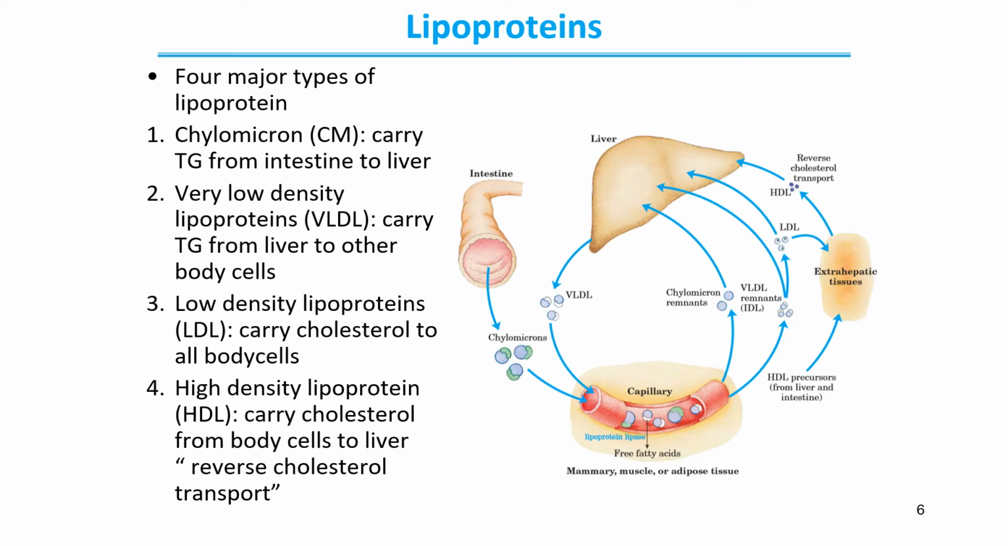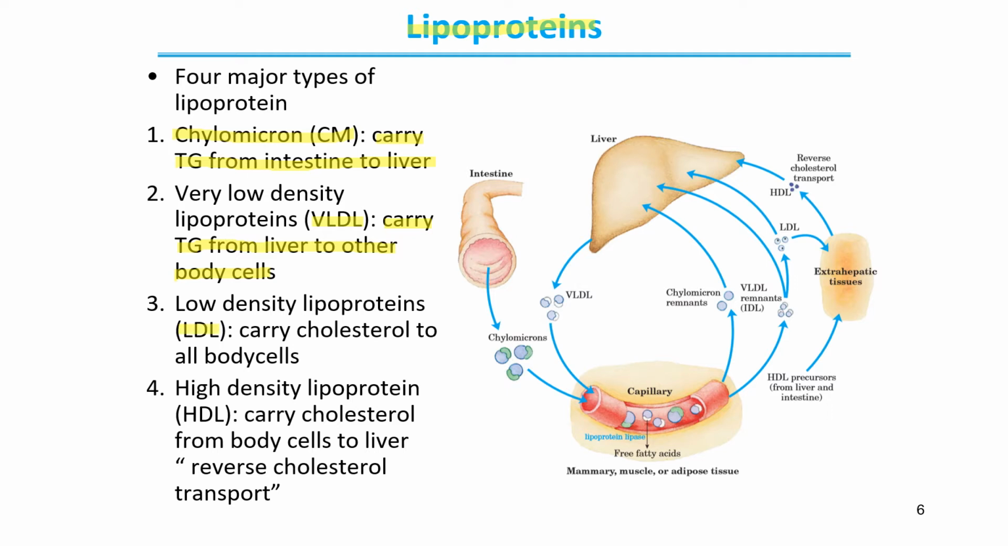So the main functions of these four types of lipoproteins are mentioned on this slide. Chylomicrons, sometimes shortened as CM, carry the TGs, which is triacylglycerols, from intestine to the liver. So absolutely important to remember their function. They transport TGs from intestine to the liver. VLDL, or very low density lipoproteins, also transport TGs mainly, so they carry TGs but from liver to other body cells. So that is the difference between the two. Both mainly transport triacylglycerols, and the difference is from which organ to which organ.